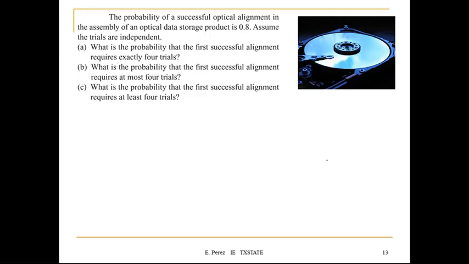The probability of a successful optical alignment in the assembly of an optical data storage product is 0.8. Assume the trials are independent. What is the probability that the first successful alignment requires exactly 4 trials? So again, you're looking at the probability of X equals 4, which is just using the geometric.